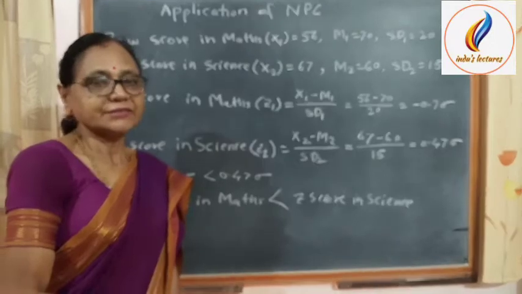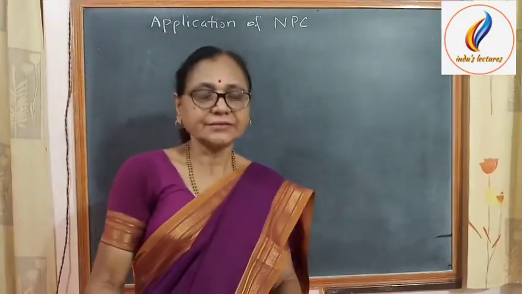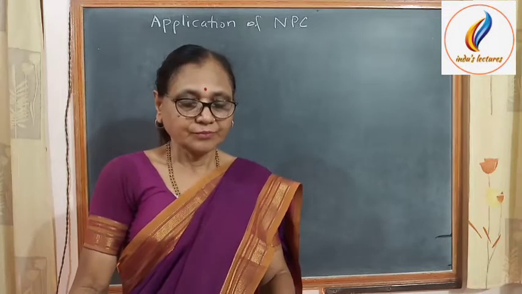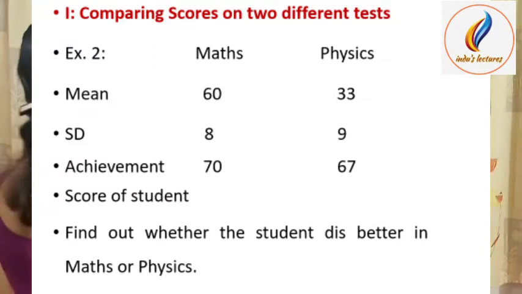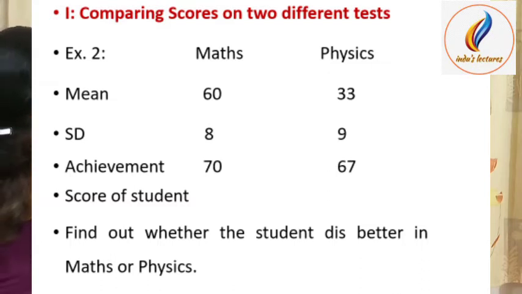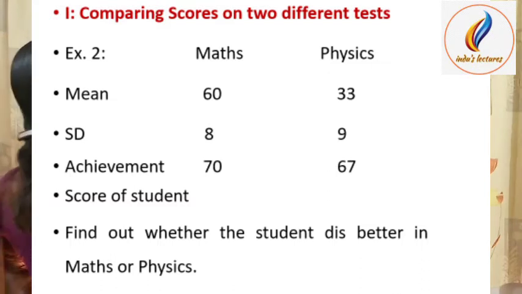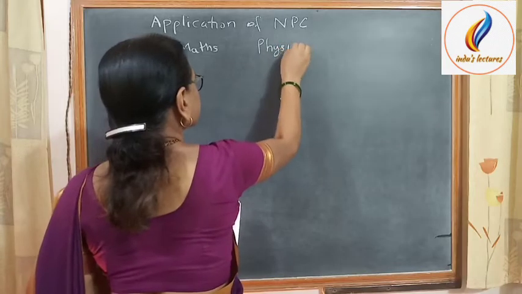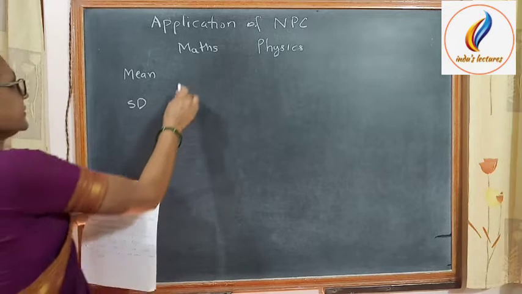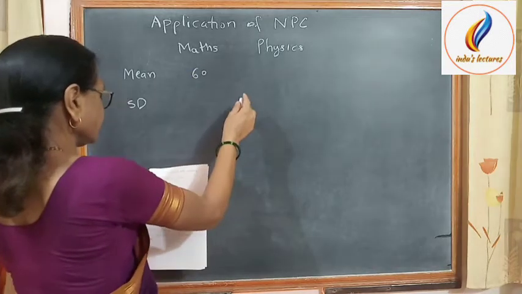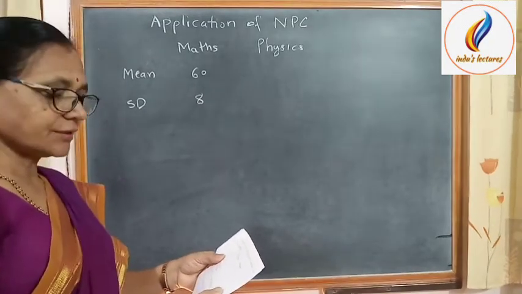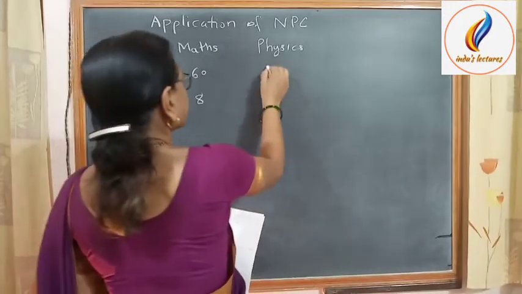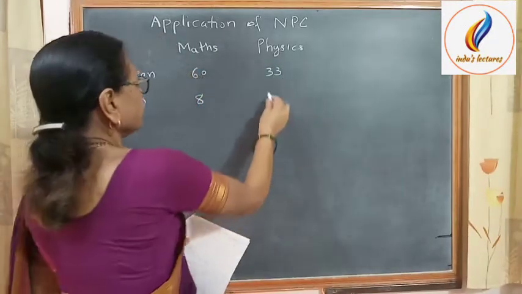Again, we will solve the second example. Given the following data regarding two distributions. The first subject is maths or mathematics and the second is physics. Mean in mathematics is 60 and standard deviation is 8. Similarly, for physics the mean is 33 and standard deviation is 9.